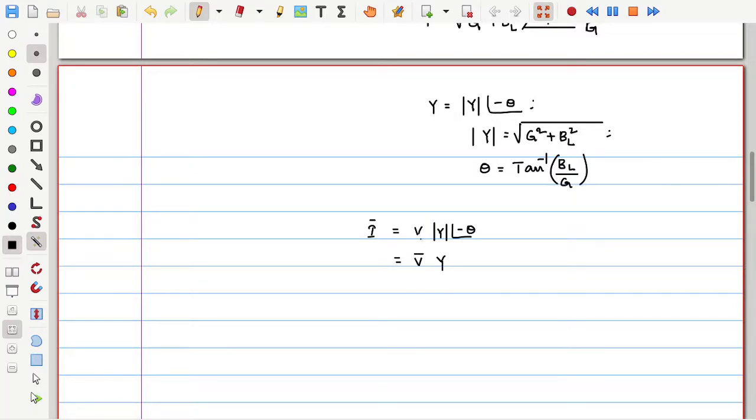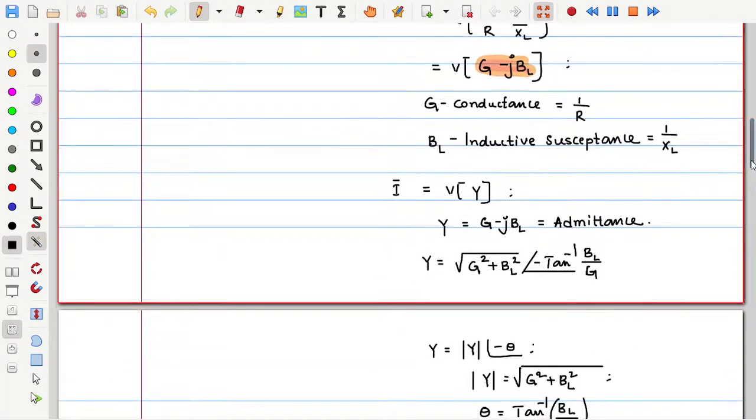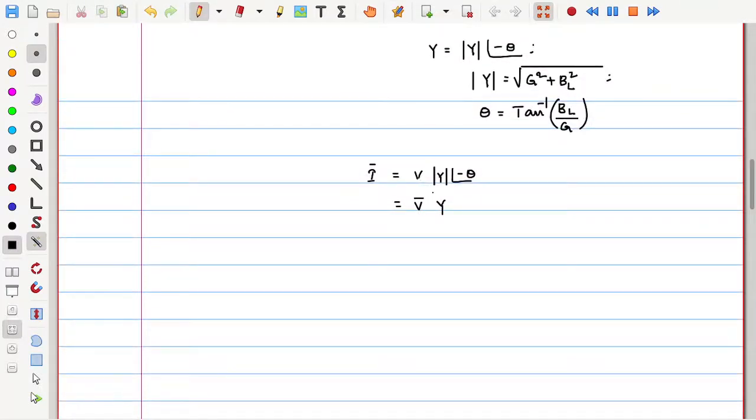So V bar means V at an angle 0. See here, V means V at an angle 0. Or you can leave it as it is, no issue. So I is equal to V into mod Y at an angle of minus theta. This is the total current, magnitude and angle.